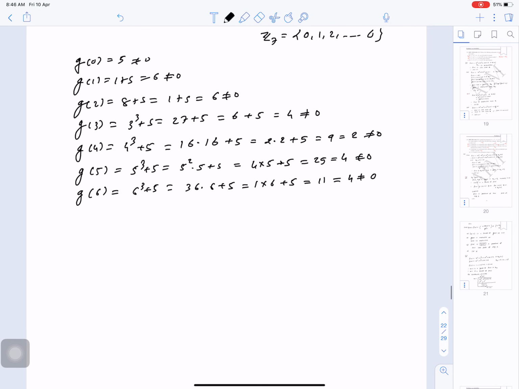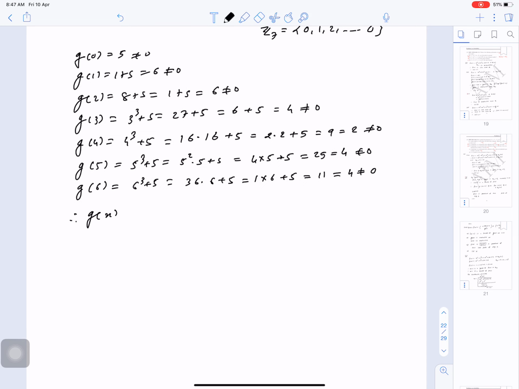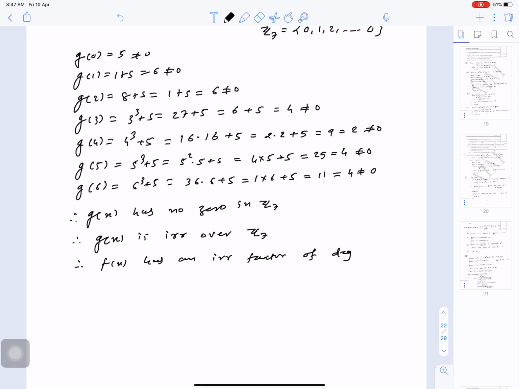So therefore gx has no 0 in Z7. So therefore gx is irreducible over Z7. So therefore fx has an irreducible factor of degree 3 in Z7x. So therefore option C is correct.